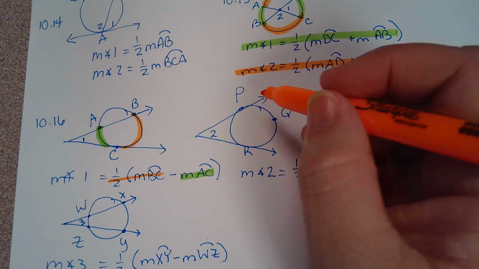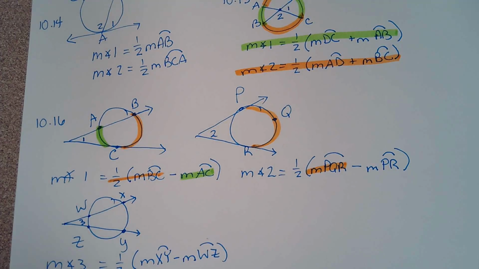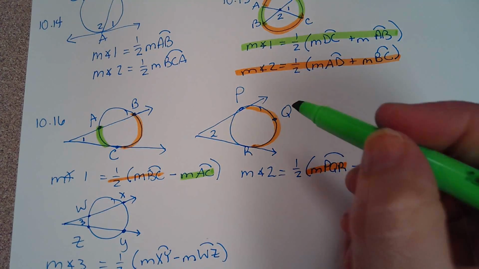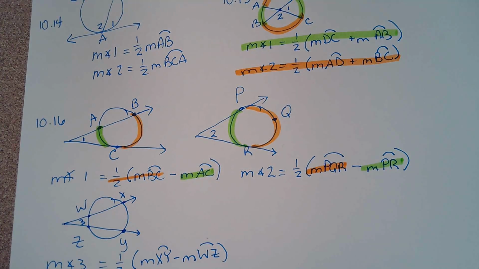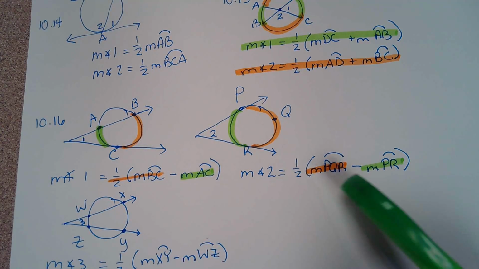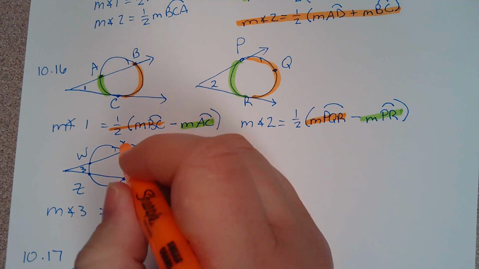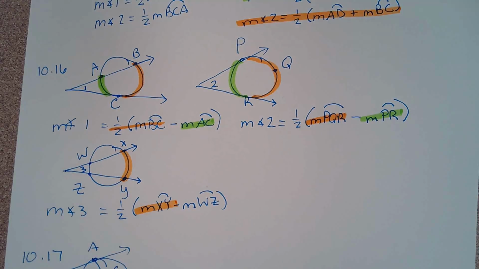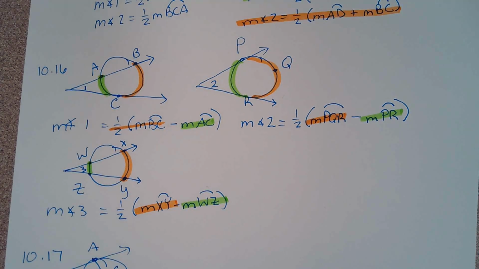So the bigger arc here is PQR. We are going to subtract PR. Now be careful because we're not overlapping. We're going back this way. That's something that I found happens a lot when you're not paying attention. So for angle 2, if you notice, it's the same pattern. Bigger arc minus smaller arc. And the same thing is going to happen here. So XY is the bigger arc, and we're going to subtract the smaller arc from it. And then we're going to divide by 2, or multiply by half.